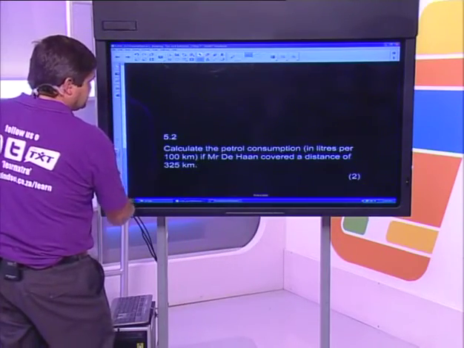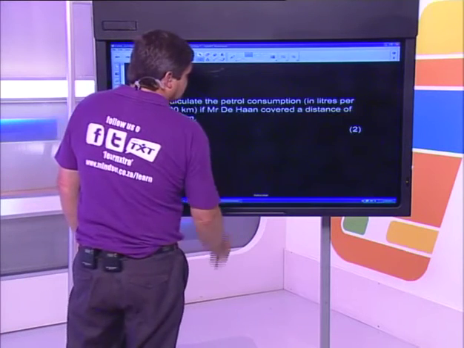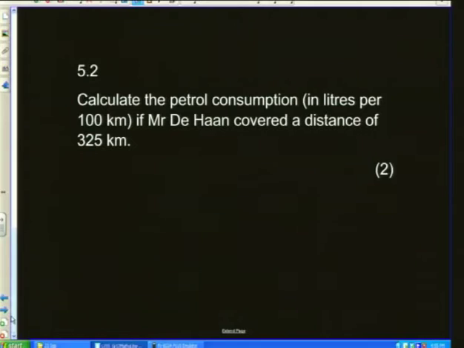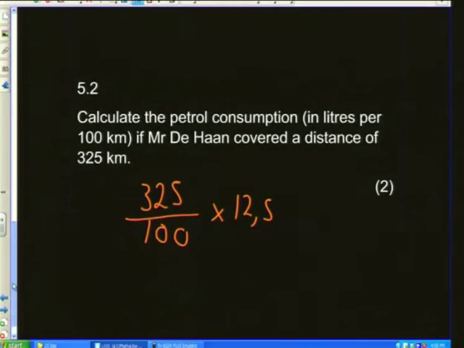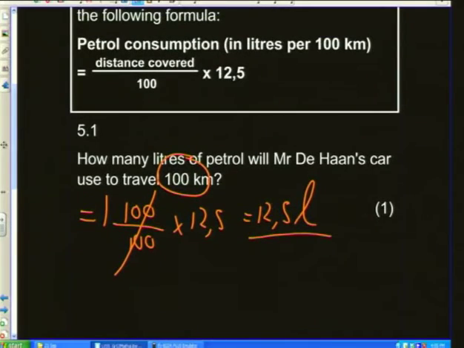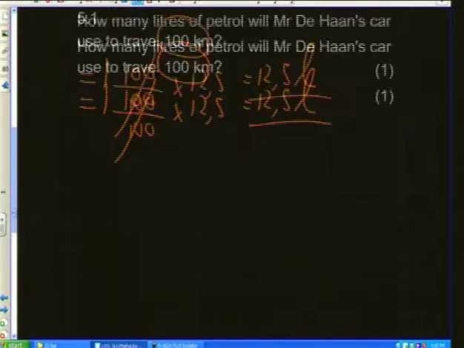Our next question says this. Calculate the petrol consumption in liters per 100 kilometers if Mr. Dehaan covered a distance of 325 kilometers. So he's covering 325 kilometers. Remember, we've got to put it over 100 and then multiply by 12,5. Why over 100? Why times 12,5? Because that's what our formula told us to do. And so we're going to be very obedient students and do just as we are told.